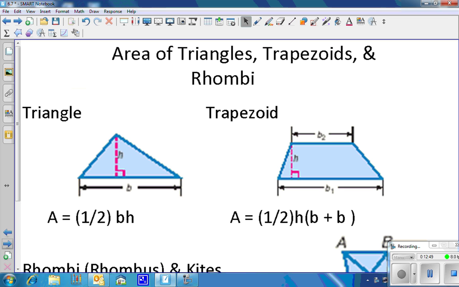All right, area of a triangle, trapezoid, and a rhombus. Triangle is 1/2 your base times your height. Again, height has to be from vertex point straight down, making a 90-degree angle. It can be inside, on, or outside of your figure. You're not interested in the slanted parts. You're only interested in the 90-degree angles. Trapezoid, half times the height. Again, height, 90-degree angle, times your bases added together, and I call them B1 and B2.